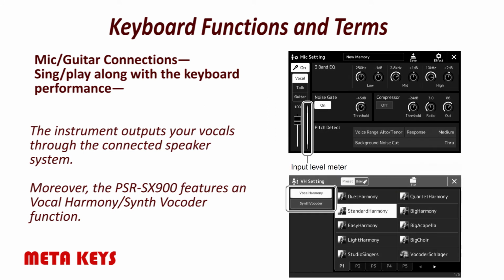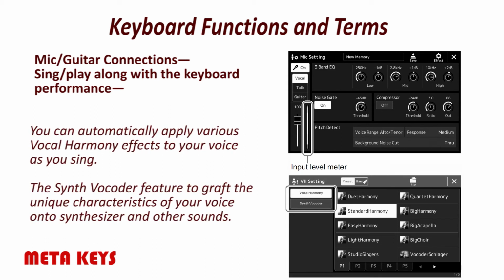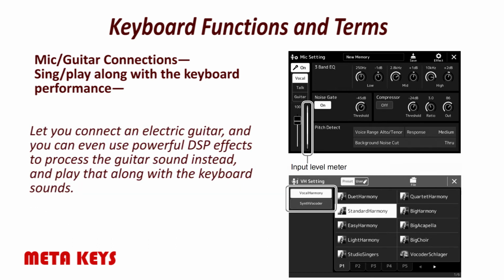Moreover, the PSR X900 features a vocal harmony and synth vocoder function. You can automatically apply various vocal harmony effects to your voice as you sing. Use the synth vocoder feature to graft the unique characteristics of your voice onto synthesizer and other sounds. It lets you connect an electric guitar. You can even use powerful DSP effects to process the guitar sound and play that along with the keyboard sounds.